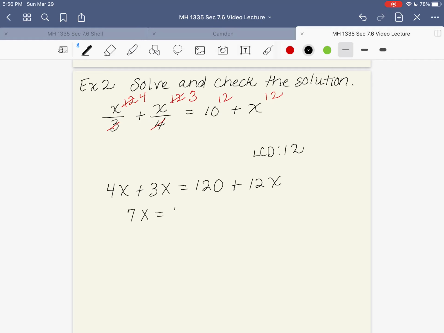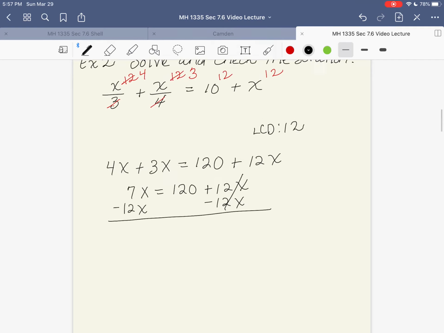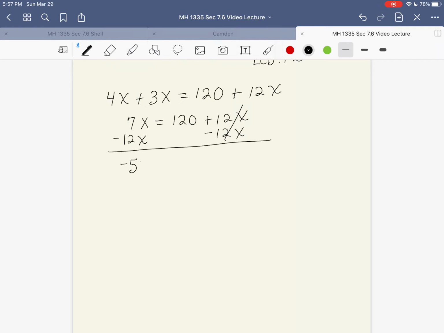7x equals 120 plus 12x. Subtract 12x, and you get negative 5x is equal to 120. Divide both sides by negative 5. You get x is equal to negative 24. So the solution set is negative 24.